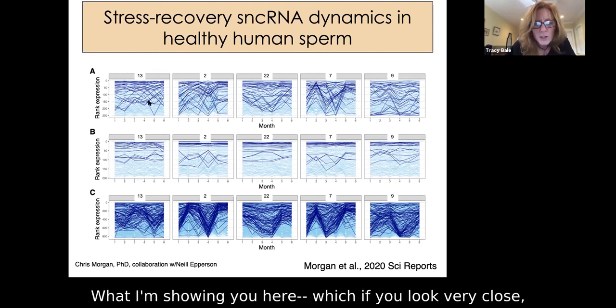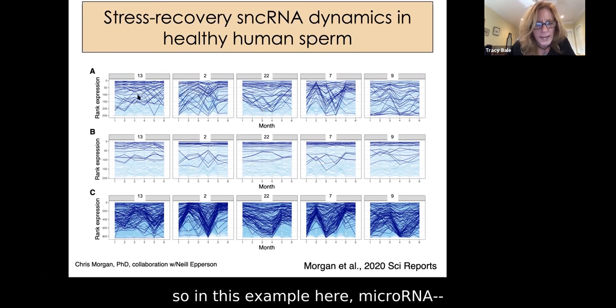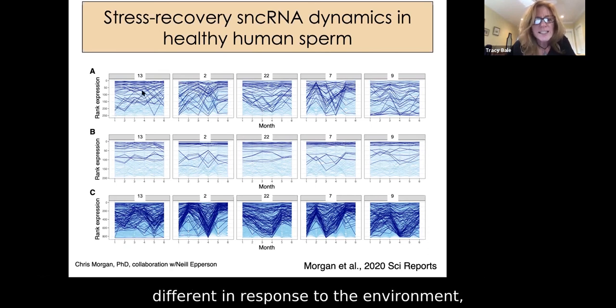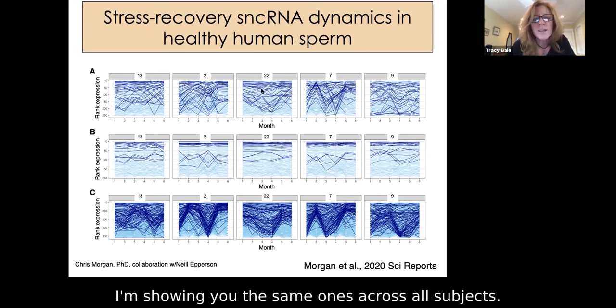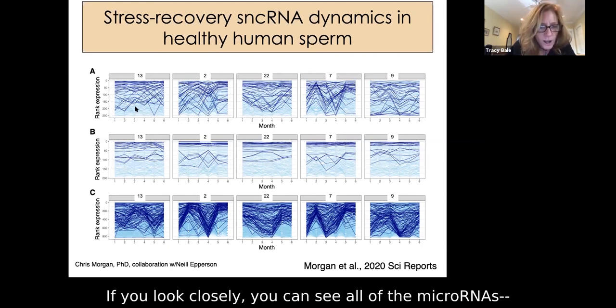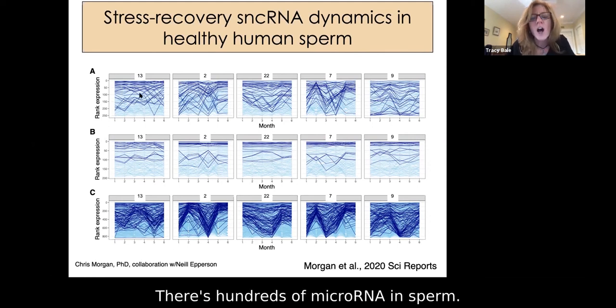What I'm showing you here, if you look very close, you can see the dark blue are the small non-coding RNA. So in this example here, microRNA, that are statistically significantly different in response to the environment or highly expressed across all subjects here, showing you their expression pattern. So if they're deemed dynamic in at least a majority of our subjects, I'm showing you the same ones across all subjects. If you look closely, you can see all of the microRNAs, the light blue, so it's not a light blue background, those are all different microRNAs. There's hundreds of microRNA in sperm.